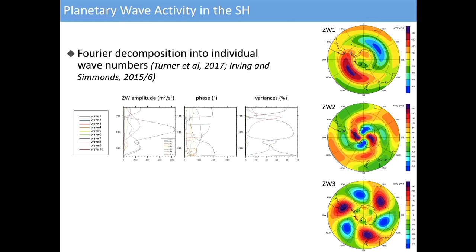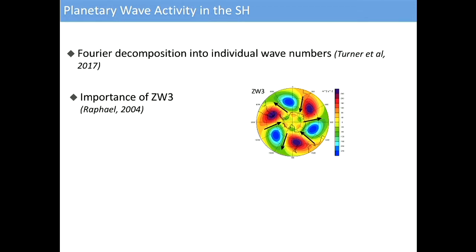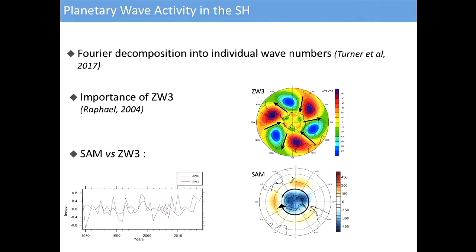Ghislaine's been looking at zonal wave 3 and thinking that when we're thinking about extratropical variability in the southern hemisphere, we want to consider both zonal wave 3 and the SAM, and how potentially zonal wave 3 is modulating this annular part of the SAM. So that's some research that's going on right now.